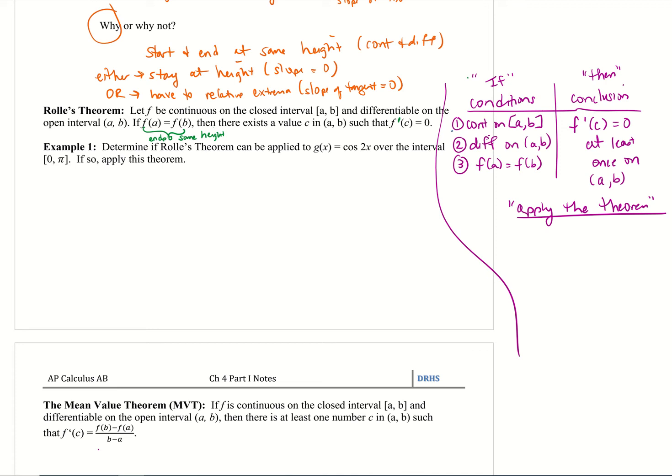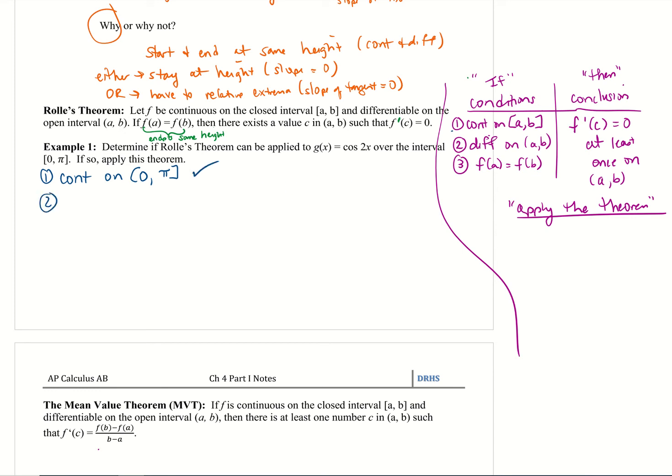Okay, first we need to look at the conditions to see if it does apply. The first condition is that we need to see, is g continuous on the closed interval from 0 to pi? Well, think about what cosine looks like. That's continuous, right? Cosine of 2x just makes it a little bit more narrow. But yeah, that's continuous, so we're good on that. I'm going to just put a little check mark.